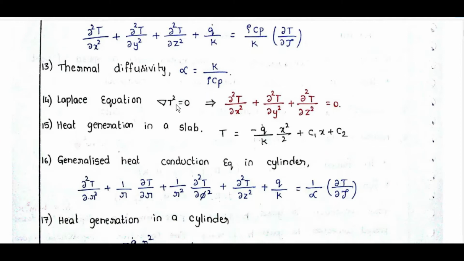Laplace equation, delta square T is equal to 0. Dou square T by dou x square plus dou square T by dou y square plus dou square T by dou z square equal to 0. Heat generation in slab, T is equal to minus q dot by K x square by 2 plus C1 x plus C2.